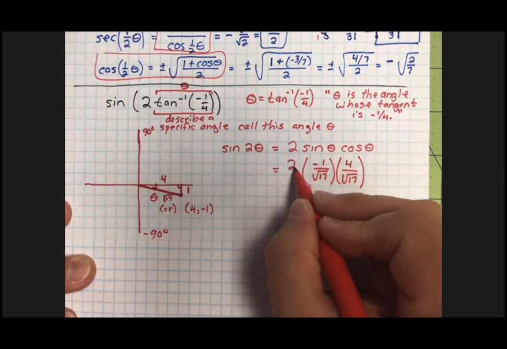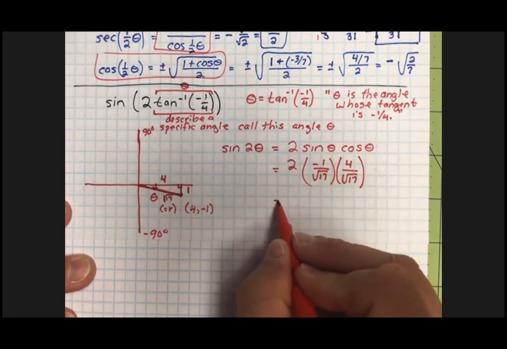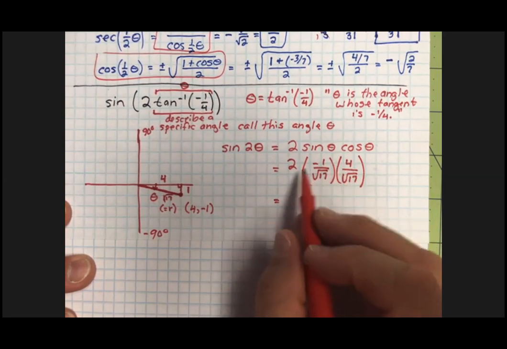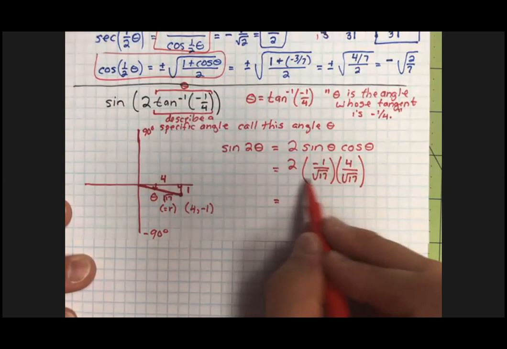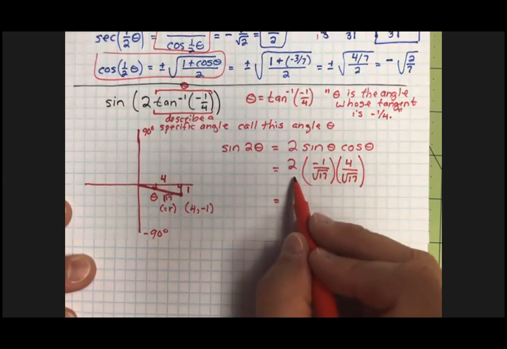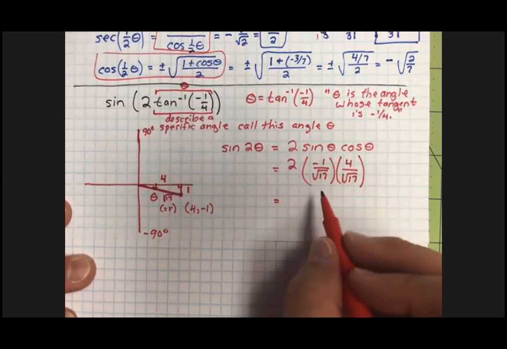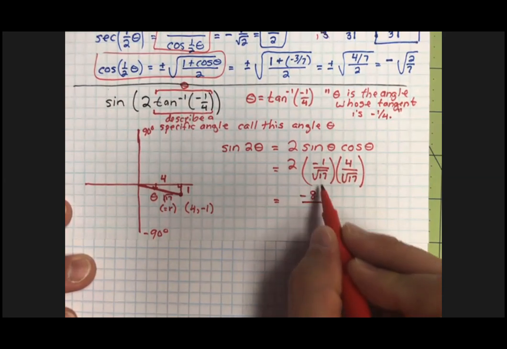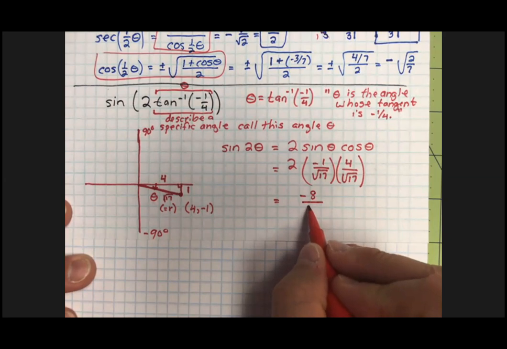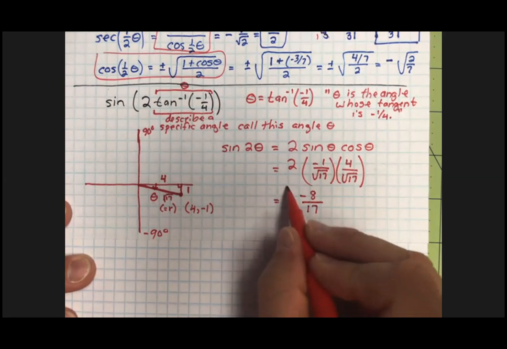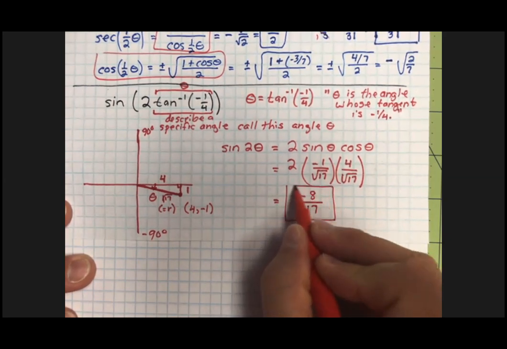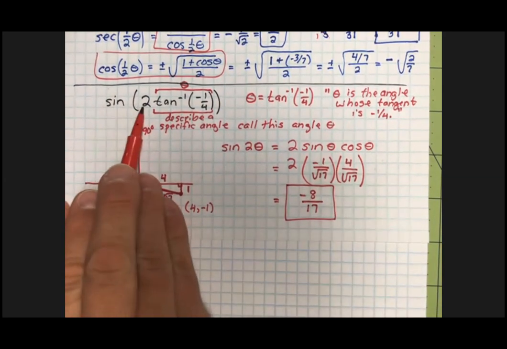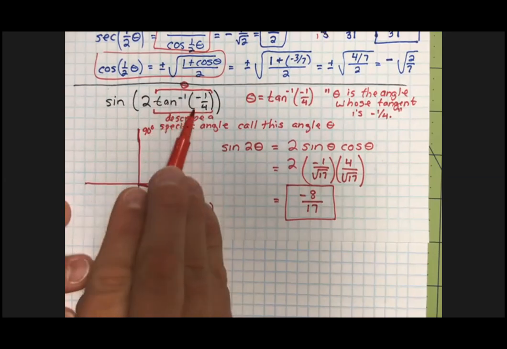And then I double that. I still have to finish this off by correctly simplifying, but multiply these 3 fractions. 2 is equal to 2 over 1. So I have minus 8 on the top, and root 17 times root 17 is 17 on the bottom. So that's what the sine of 2 times the tan inverse of minus 1/4 is.